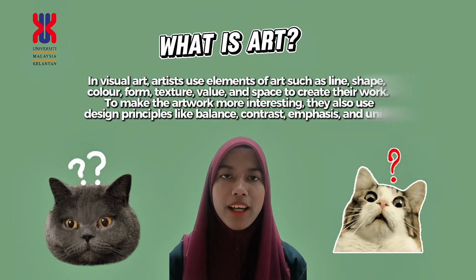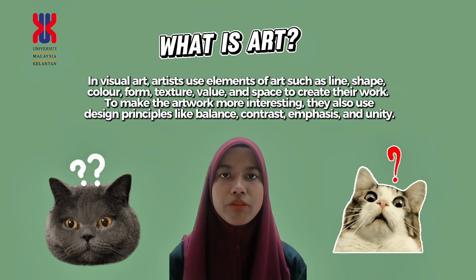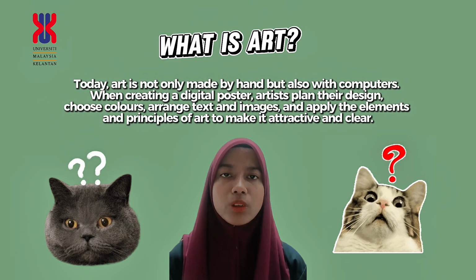In visual art, artists use elements of art such as line, shape, color, form, texture, value, and space to create their work. To make the artwork more interesting, they also use the design principles like balance, contrast, emphasis, and unity. Today, art is not only made by hand but also with a computer.